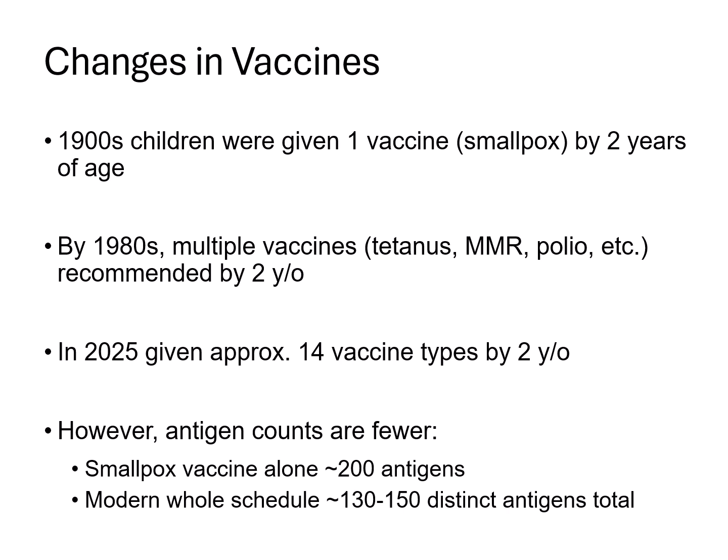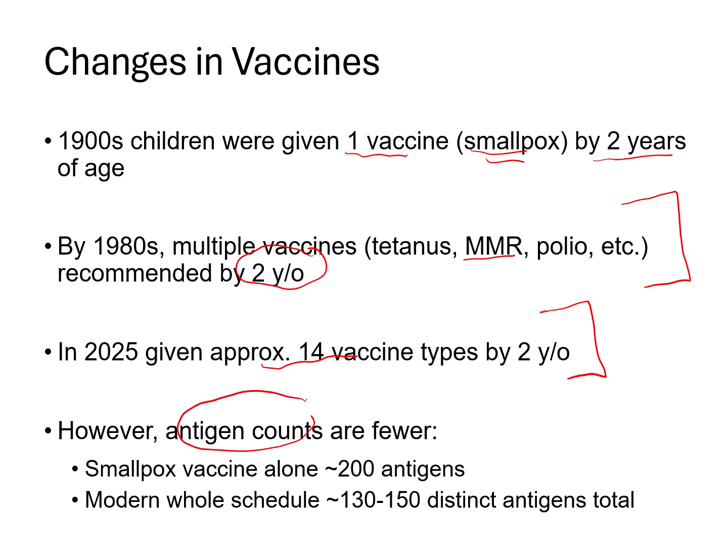And if we look closely at vaccines, it's really interesting because although the number of vaccines recommended has increased, the total antigen exposure has actually decreased. In the 1900s, children were only given one vaccine, which was against smallpox, by the time they were 2 years old. In the 80s, there were more vaccines like tetanus, measles, mumps, rubella, etc., recommended by the time kids were 2 years old. Today, there are around 14 vaccine types that are given according to the recommended schedule by the time children are 2 years old. But the total antigen counts are fewer.